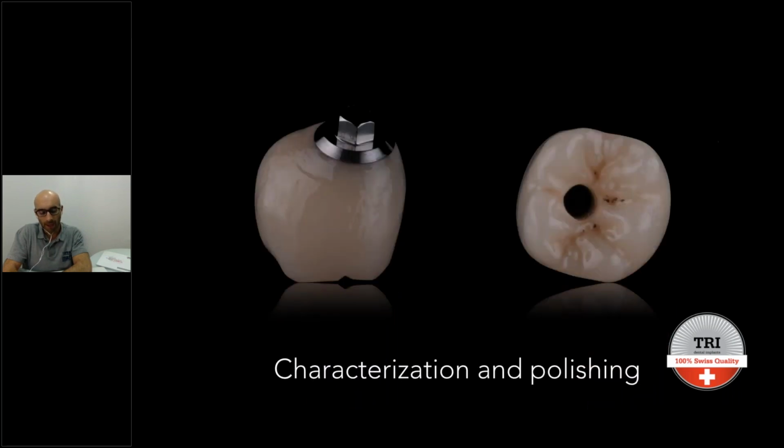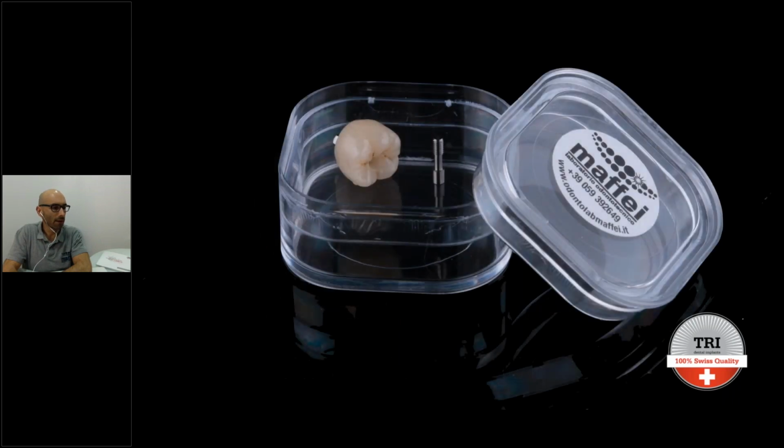Then we do the final polymerization of this bonded T-base, and we polish the surface with the composite color. So that's it. Our crown is ready for delivery. It's a very simple process. You need more or less 10 minutes to do everything. And if you follow the protocol, you will get a perfect result.